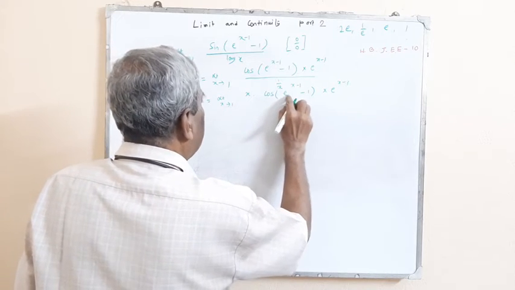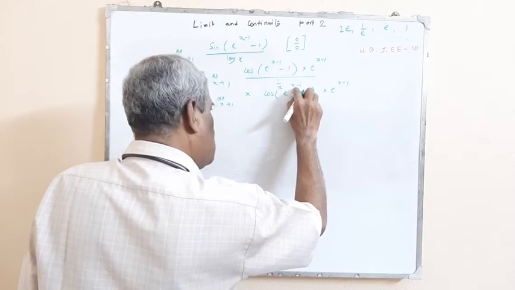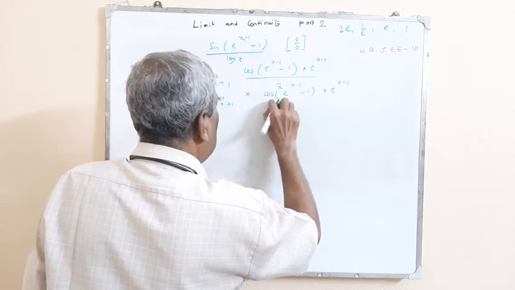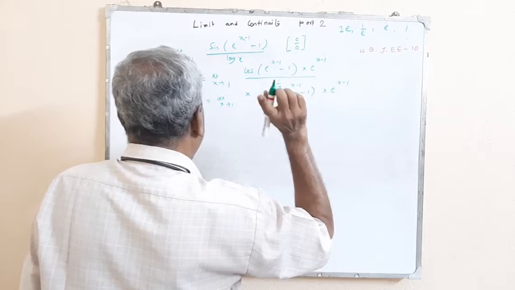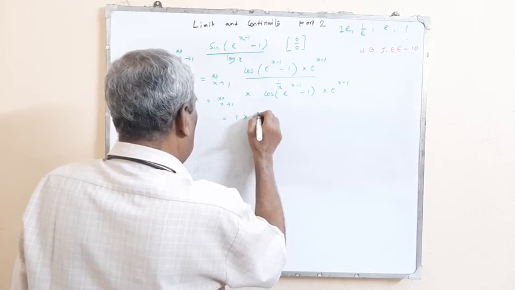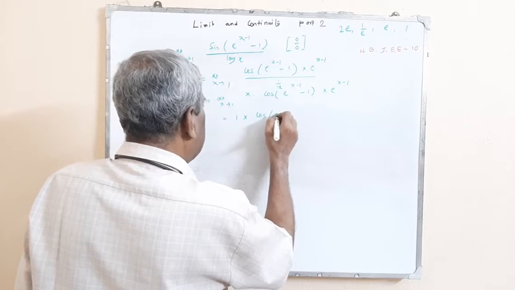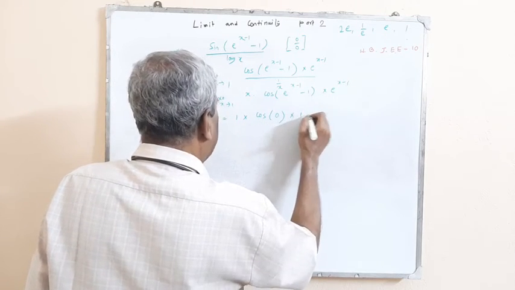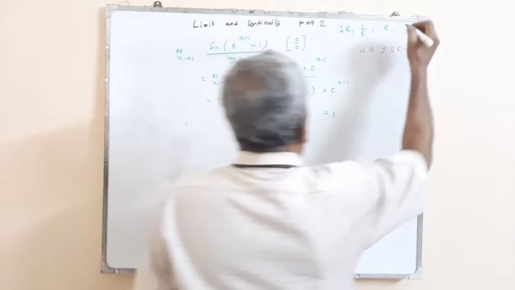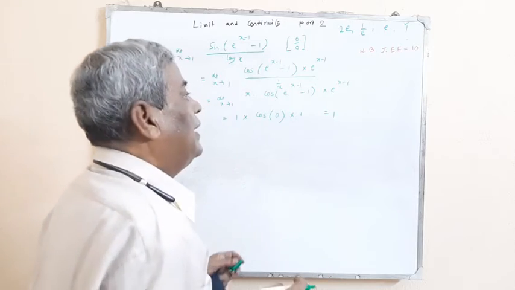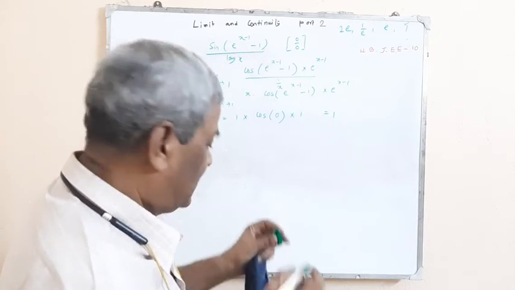So by putting x is equal to 1, this is cos of e to the power 0, means 1 minus 1, 0. Cos 0 is 1. E to the power 0 is 1. So it is equal to 1 into cos of 0, 1 into e to the power 0 is 1. So it is 1. So that option is correct. In one step, we get the result.